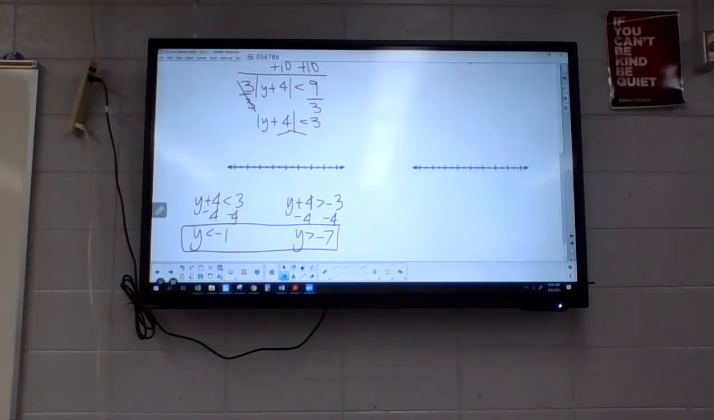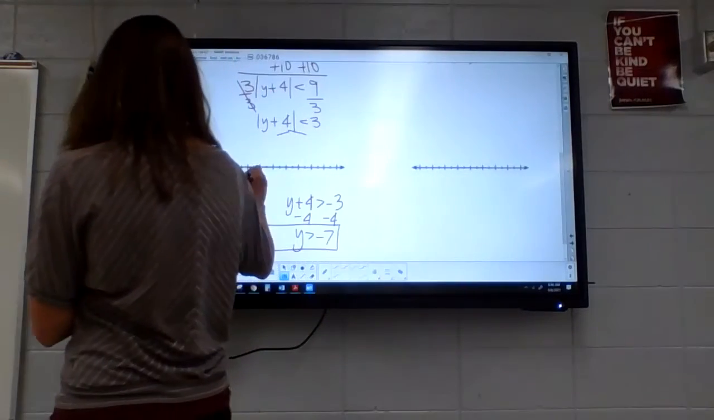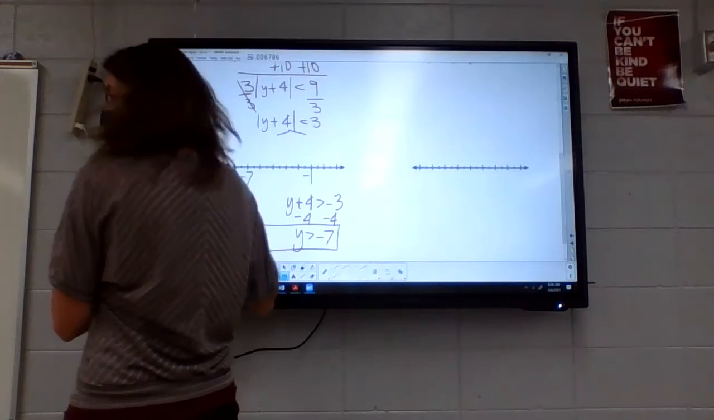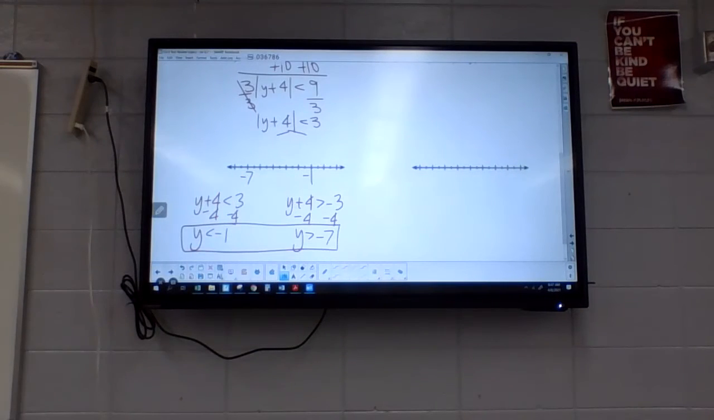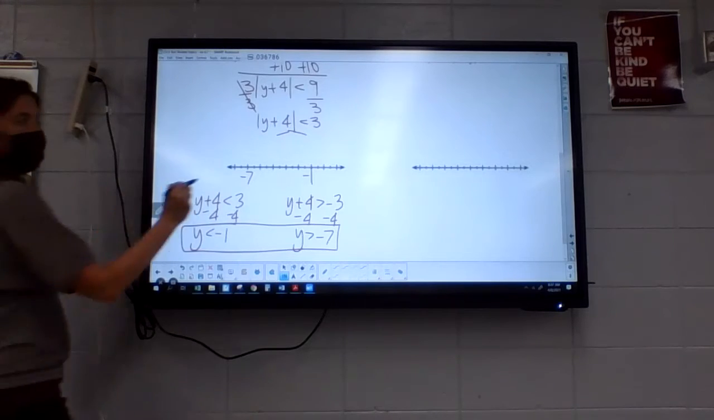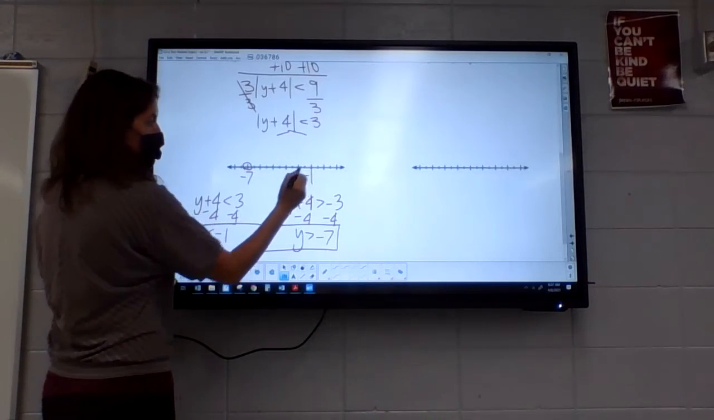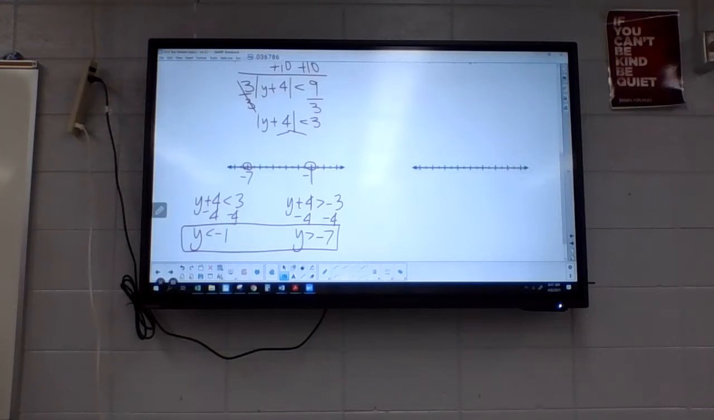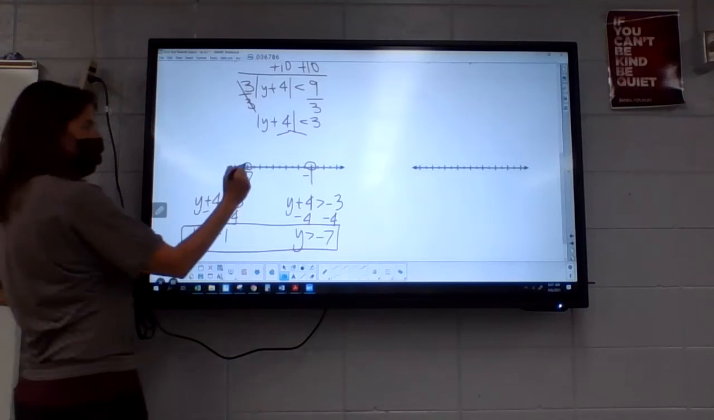And then we get our 2 answers there. Which one's the smaller number? The negative 7, yeah. So negative 7 is smaller. We're going to have open circles. But y is greater than negative 7 and less than negative 1, so this is an "and" inequality.